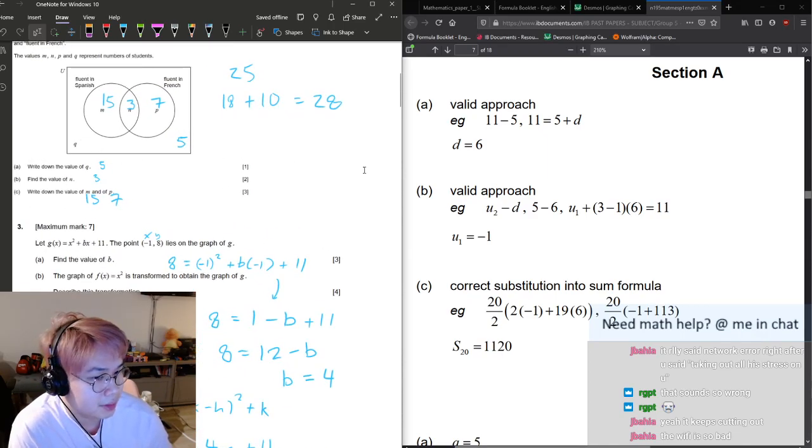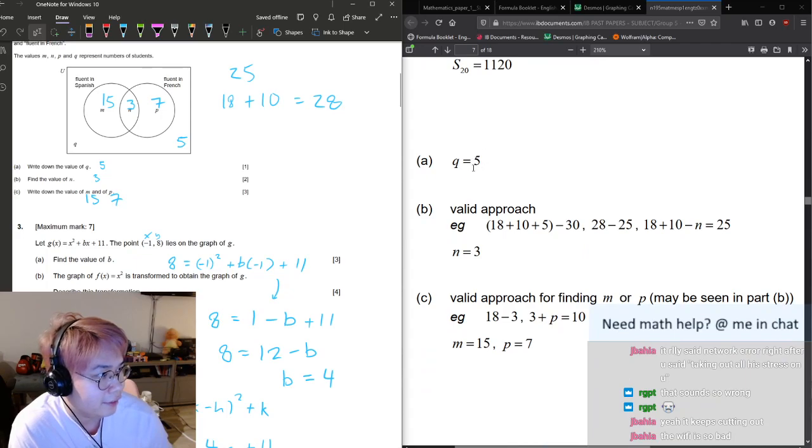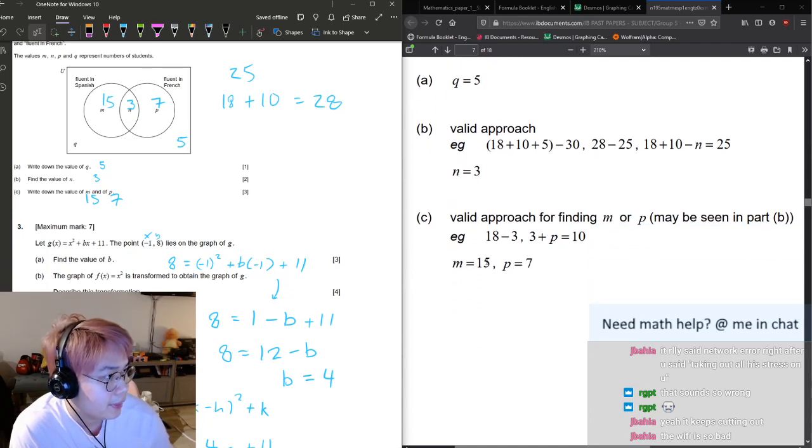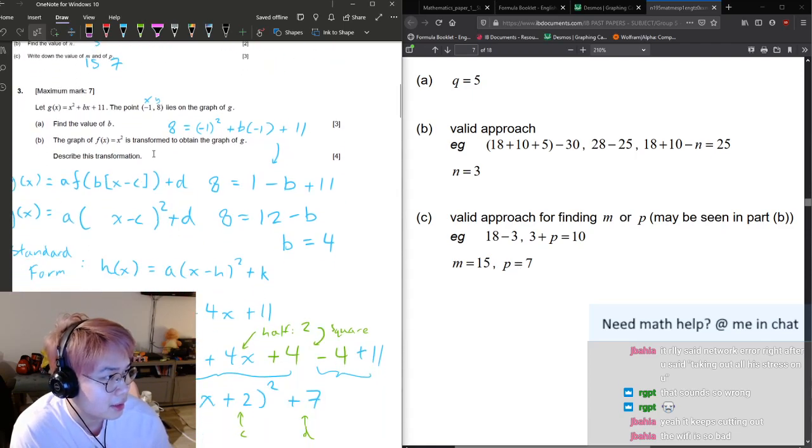Is Q 5? Yes. Is N 3? Yep. And then M is 15 and P is 7. Nice. So two questions in a row. Not bad.